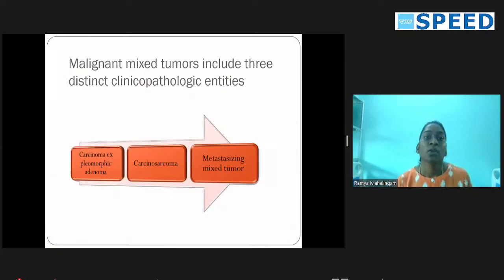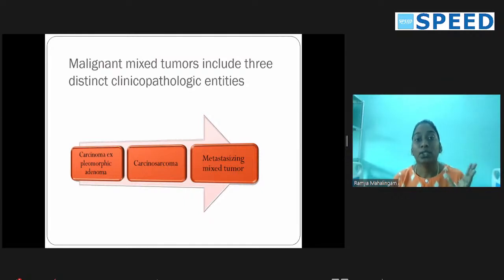They have recently reported a few malignant cases of pleomorphic adenoma, that is carcinoma ex-pleomorphic adenoma, carcinosarcoma, or metastasizing mixed tumor. These are malignant mixed tumors. There have also been many reports saying that pleomorphic adenoma shows malignant transformation at a later stage. Recurrence is also more common in this particular condition.